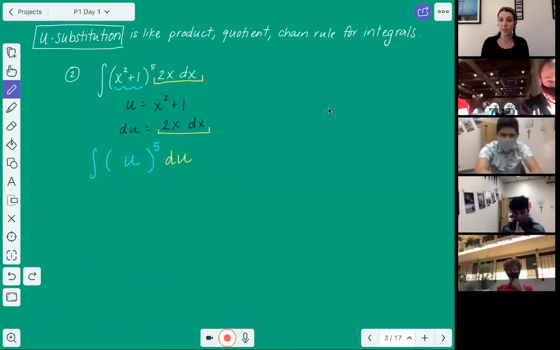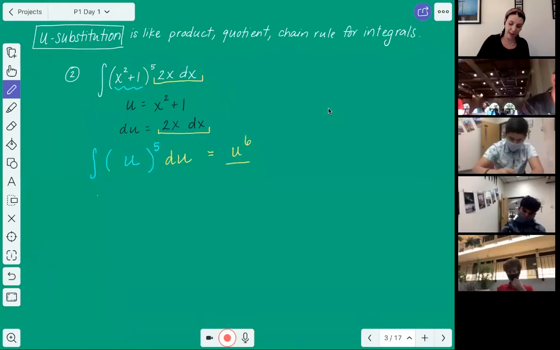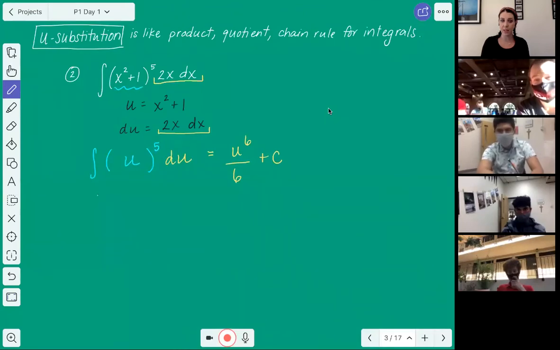So the antiderivative of this, now the only rule we need is power rule. So now we can take the antiderivative as is. When we take the antiderivative, you guys remember we're adding 1. So we're adding 1, we get u to the 6th, and then we divide by that number, over 6, and then plus c. So remember, we always could have lost a constant when we took our derivative. So we're always going to have a plus c.